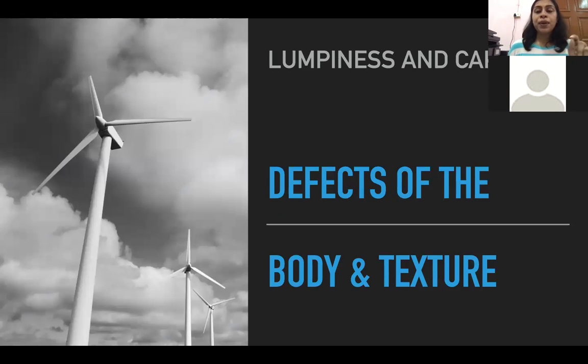Then comes defects in body and texture. One defect is lumpiness, another is caking. As I've told you, in lumpiness, the whole product is in powdered form, and then we will have pockets of moisture holding bundles of that product. Another is caking. The whole product has absorbed moisture and it has settled. Is the difference between lumpiness and caking clear?